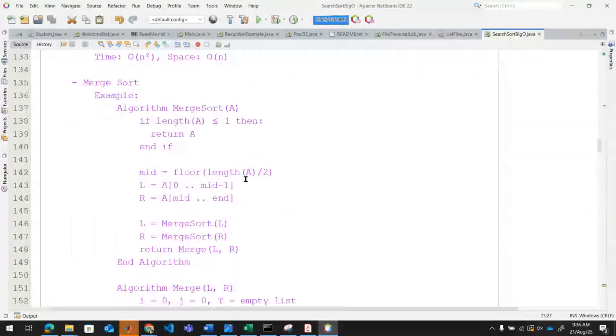So the last one here is the last example we have, which is the merge sort.